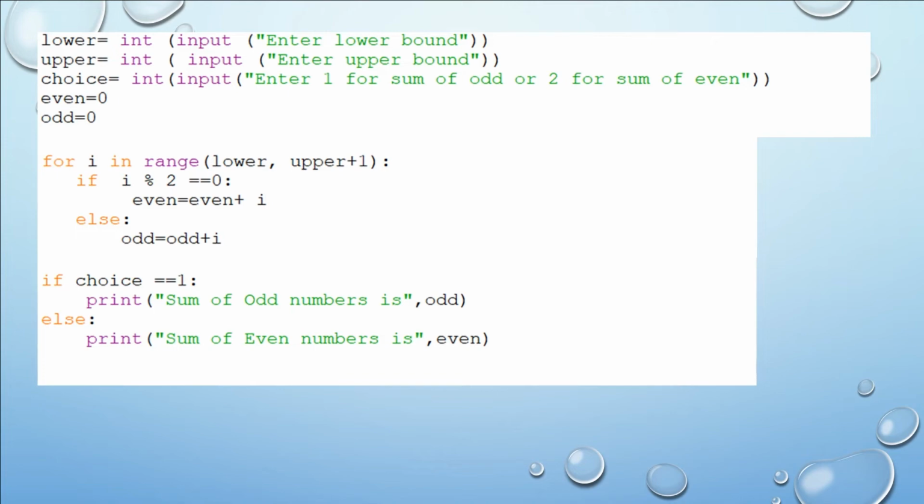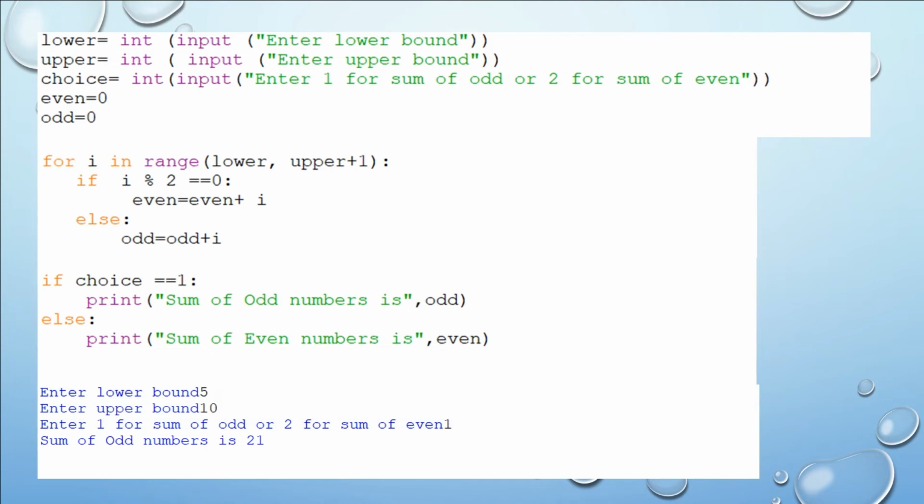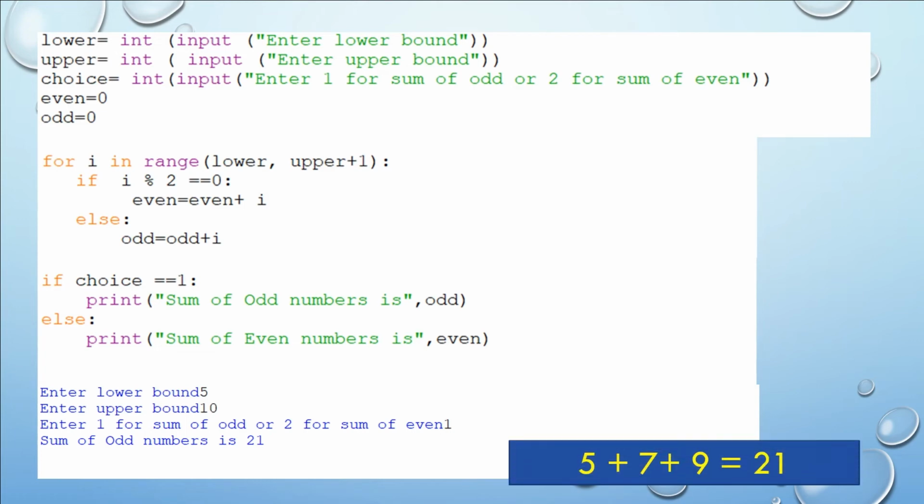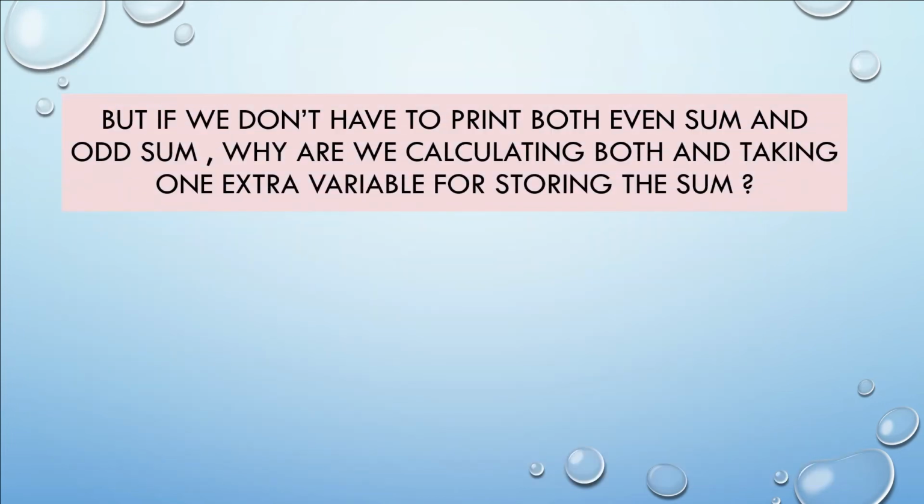So enter lower bound, this is the message you will get. I have entered 5, enter upper bound, I have entered 10, and then it is asking for choice, I have entered 1, sum of odd number is 21, this is the output I am getting. And why am I getting 21? Because 5 plus 7 plus 9 is equal to 21. Now you may ask, if we don't have to print both the even sum and the odd sum, why are we calculating both and taking one extra variable for storing the sum?